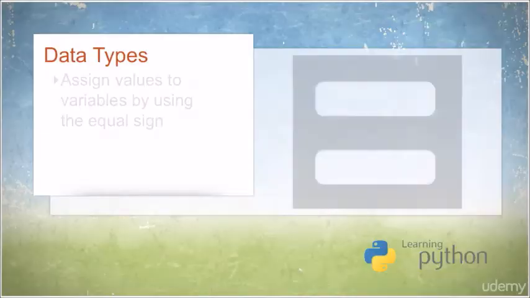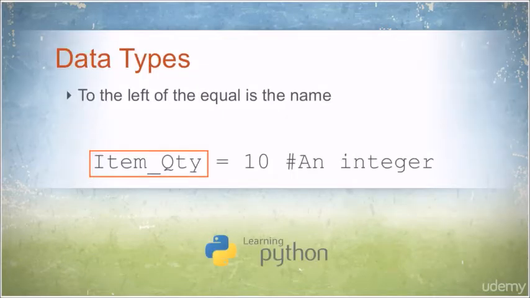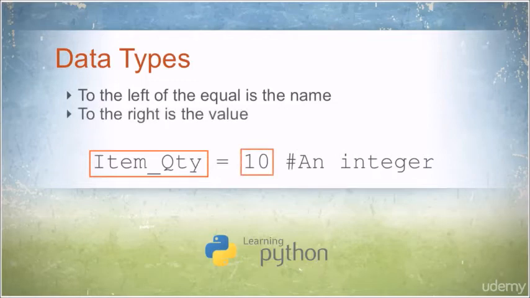Now you can do this using an equal sign. In an assignment statement, the operand to the left of the equals is the name of the variable and to the right is the value stored in that variable. Python also allows you to assign a single value to multiple variables simultaneously. Right. Now, we'll see more about standard data types in the next graphic.